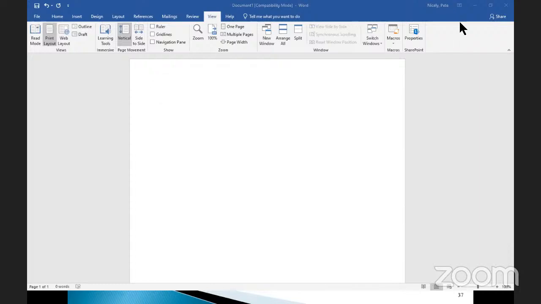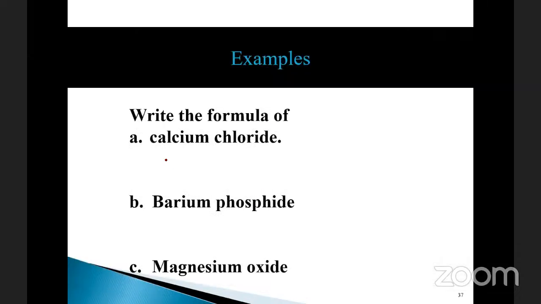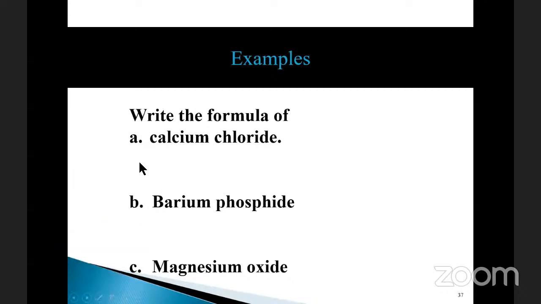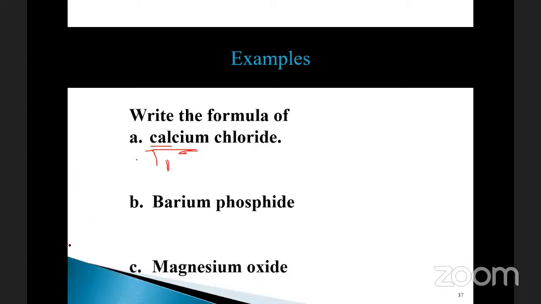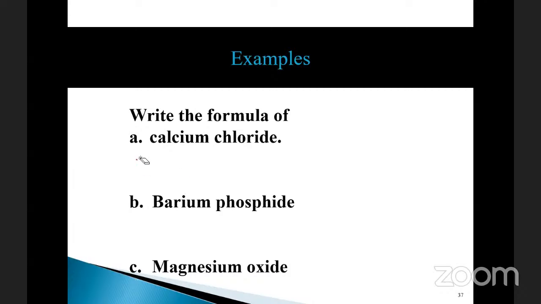Okay, this is not working out for me. Let me get out of this here. Okay, I don't know why this is not cooperating. Let me try this again. Oh, okay, I don't know why. Let's see if this will work now. Let me try this now.